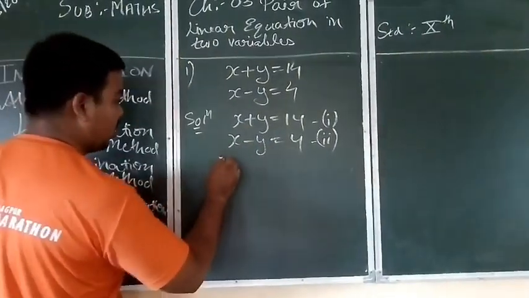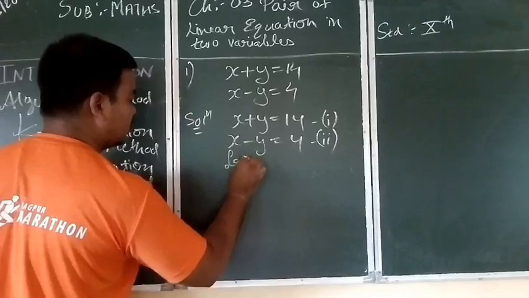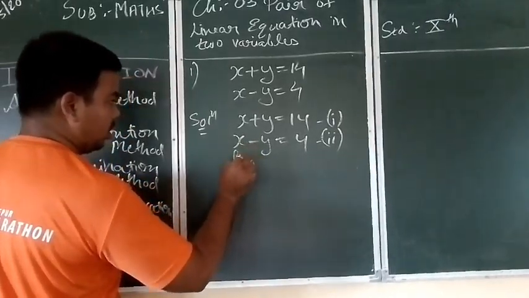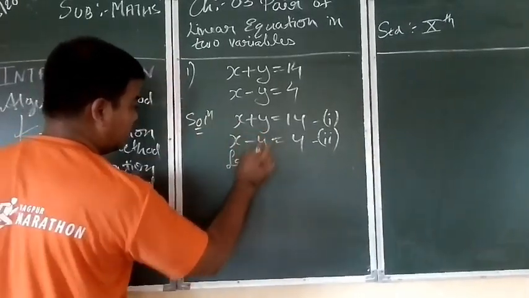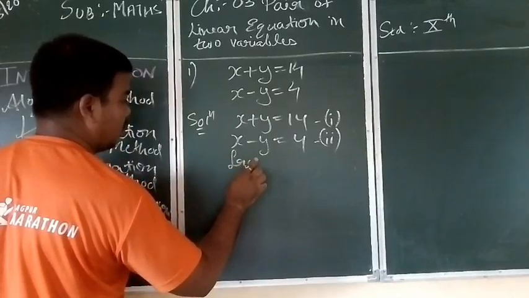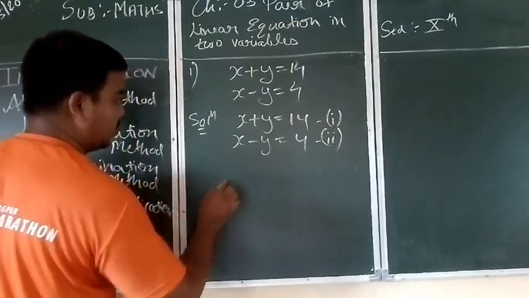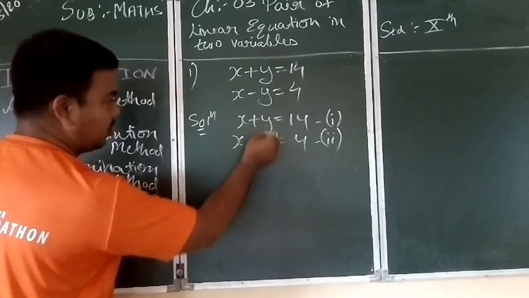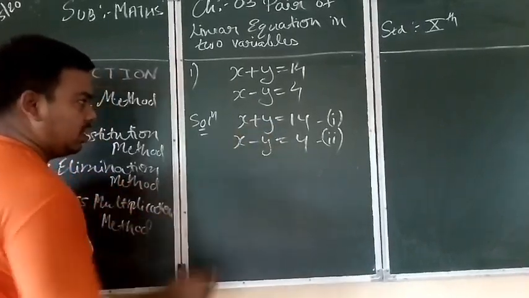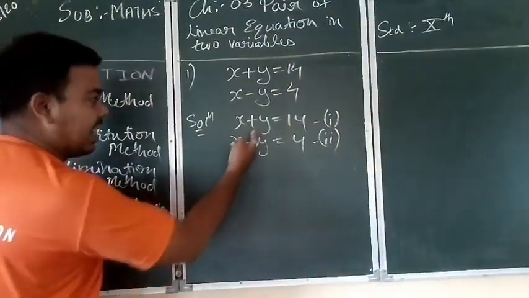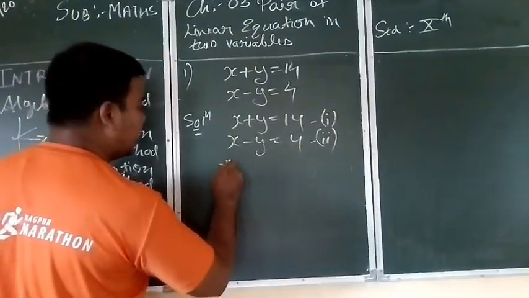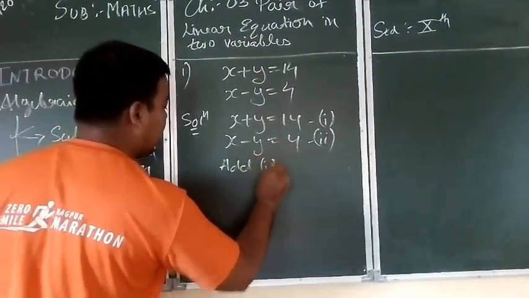So we take the first and second equations. Here you see the variable y: the coefficient and variable are the same and the sign is different. So we add the first and second equations.